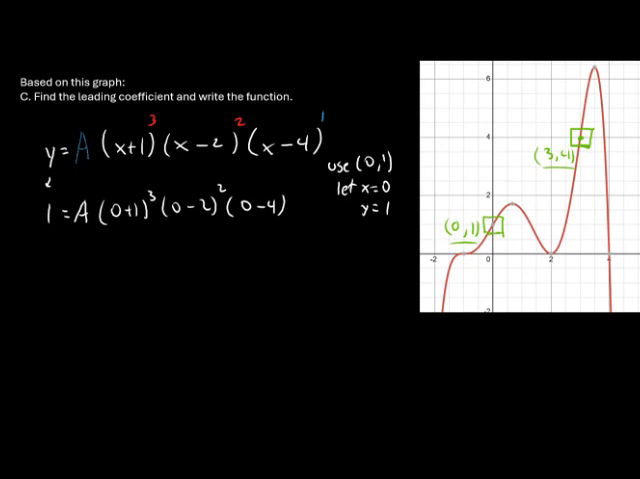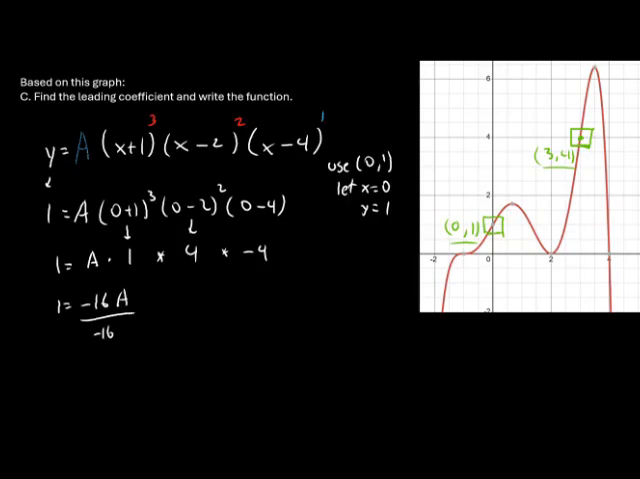Let's simplify now. If we take 0 plus 1, that's 1, and then raised to the third power gives us still 1. We also have -2 raised to the second power, that's going to be positive 4, and this will be multiplied by 0 minus 4, which is -4. So we now have 1 equals a times 1 times positive 4 times -4. If we multiply all of the terms together, we'll get -16. Therefore, we'll have 1 equals -16a.